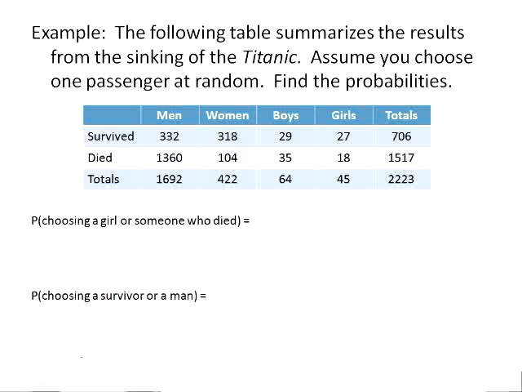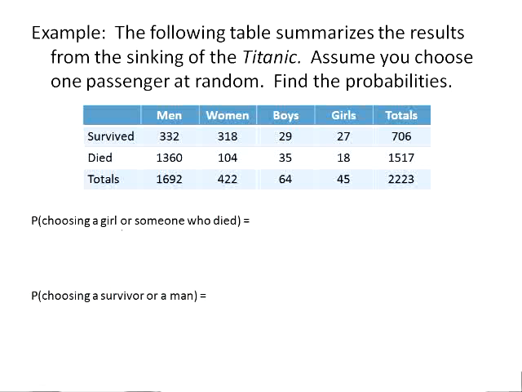Now let's look at probability questions when we're given a table. This table summarizes the results from the sinking of the Titanic. Assume you choose one passenger at random. We want to find the following probabilities.